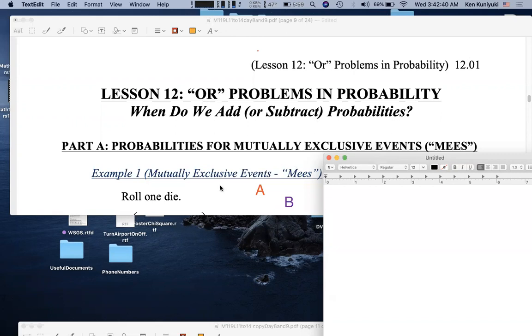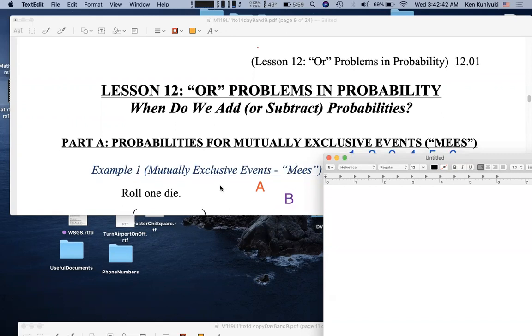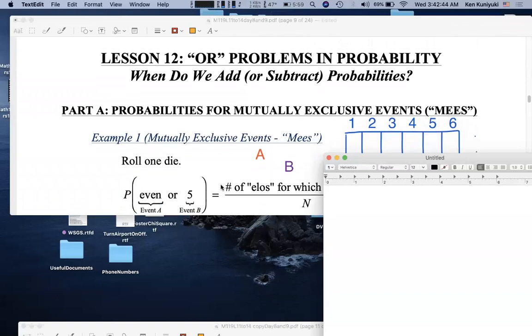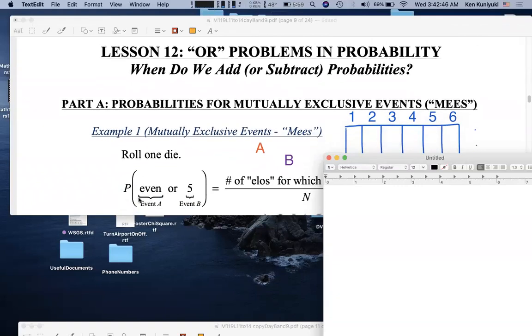Let's say that we're going to roll one die, and we want to look for the probability of getting an even number or a 5 on a standard six-sided die. Let's say that the event even is event A. Let's say that the event 5 is event B, meaning that event A says that the die will come up an even number, event B says the die will come up a 5.